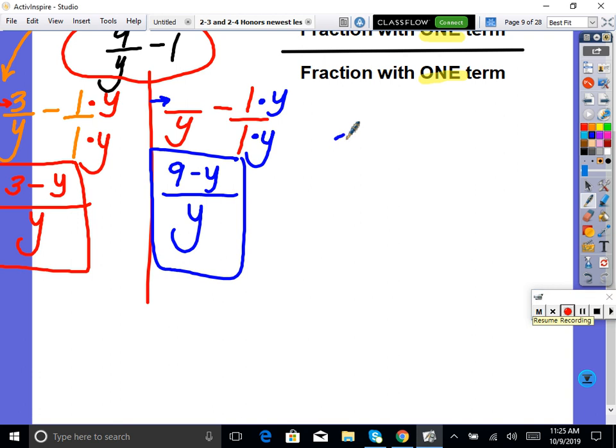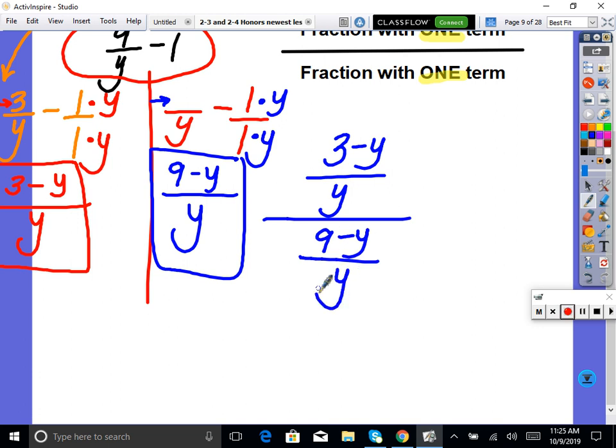So this would be on top, 3 minus y over y. Then we're dividing by 9 minus y over y. And now do you see how you have one fraction divided by one fraction? So now it is okay to say dividing fractions is easy as pi, flip the second fraction and multiply. So that would put y on top and 9 minus y on bottom.